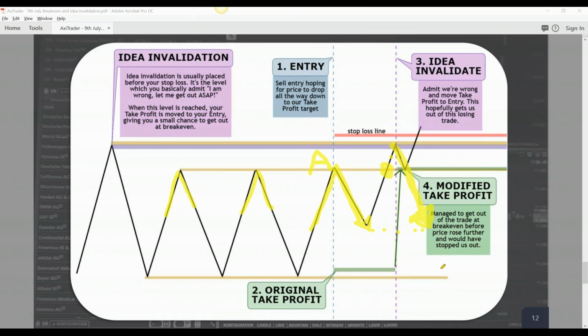It has nothing to do with the analysis that you did, because your original analysis was that price would touch this level and drop all the way down to my profit level, right? So remember, that is the trade that you're measuring. This second move that drops all the way down is by sheer luck, unless you had planned for it to happen. Otherwise, what idea invalidation tells you is, okay, get me out of the trade as soon as possible. Price comes down, closes off at your modified take profit, and you don't care what happens after that.